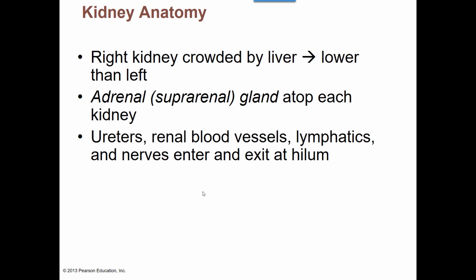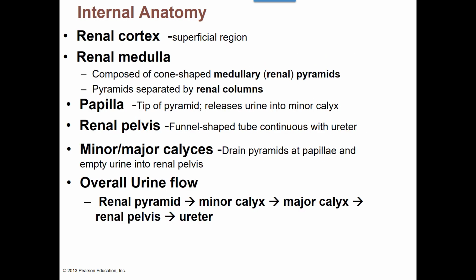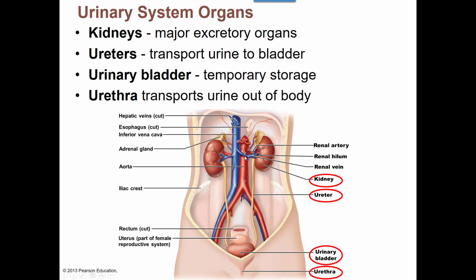Also sitting on top of each of the kidneys, there is an adrenal gland. And the adrenal gland, although it sits on top of the kidneys, really has nothing to do with the kidneys, but you can see it on there. I'm going to go back to my picture. There's the adrenal gland. It's part of the endocrine system.